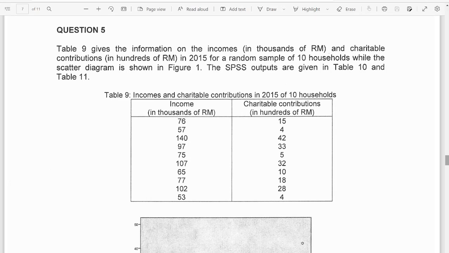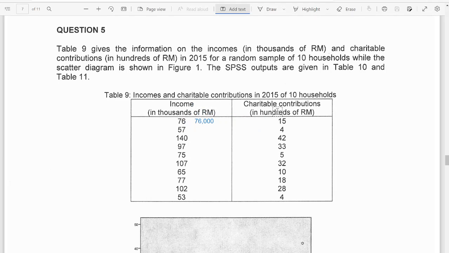So in this question, it says here Table 9 gives the information on the income in thousands of RM and charitable contributions in hundreds of RM in 2015. So it is given in a simplified version. So that means in this case, if you look through the data itself, 76 here refers to 76,000. So the actual value here is 76,000.